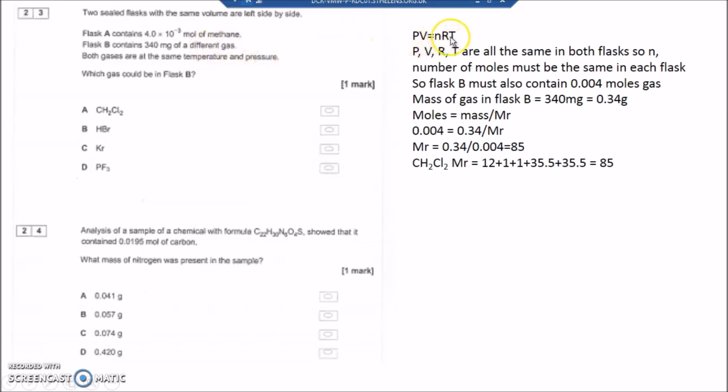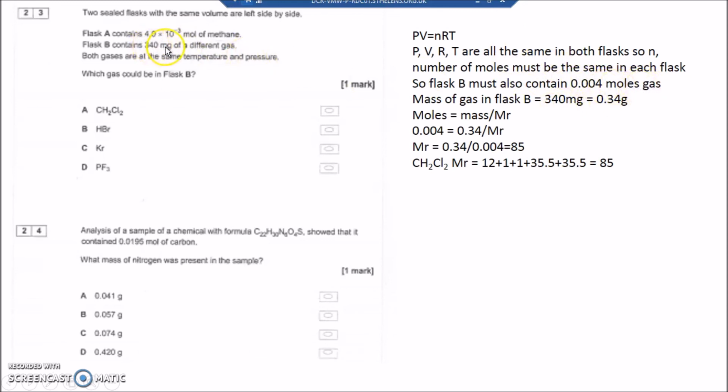So if PV and R and T are the same in this one and the same in this one, then this other number, n, must be the same in both of them. In other words, all this information is saying that flask A and flask B have got the same number of moles of gas. So 4.0 × 10^-3 moles of methane, this flask B must contain 4.0 × 10^-3 moles of gas as well, because everything else is the same. So flask B has got 0.004 moles of gas as well.